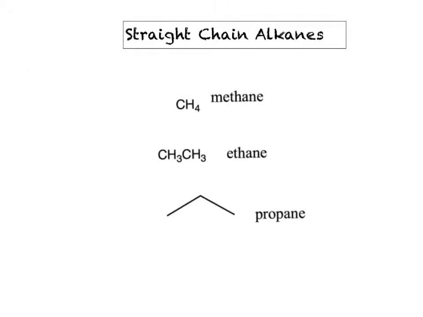In this slide, we will show examples of straight-chain alkanes. The first alkane we will discuss is methane, which contains one carbon, hence the prefix meth. And the second hydrocarbon we will discuss is ethane. It contains 2 carbons, and the prefix for 2 carbon straight chains is eth. The third straight-chain alkane we will discuss is propane. Propane contains 3 carbons, and the prefix for 3 carbon straight-chain alkanes is prop.